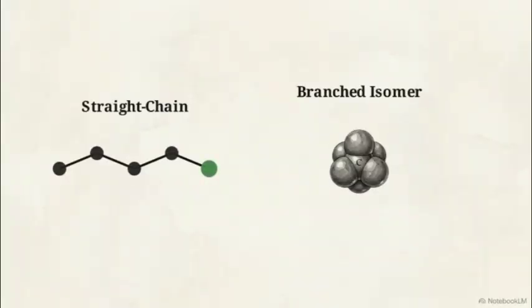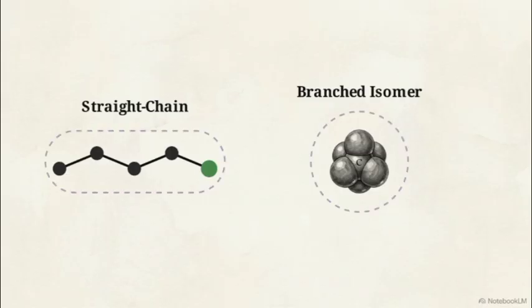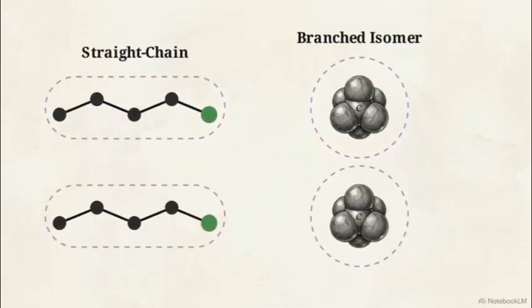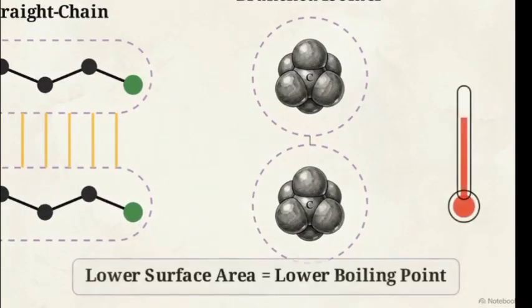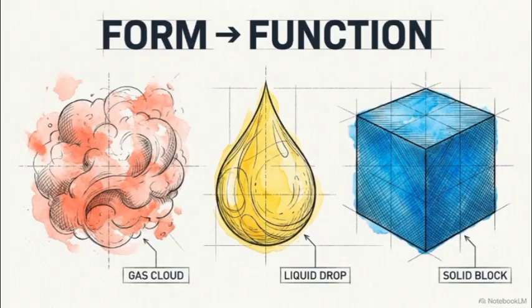This comparison shows a long-chain haloalkane next to a highly branched isomer with the same chemical formula. The branched structure physically reduces the molecule's overall surface area. With less surface area, the van der Waals forces between the molecules weaken. Consequently, branched isomers have noticeably lower boiling points than their straight-chain counterparts. 3D shape directly alters macrophysical states.